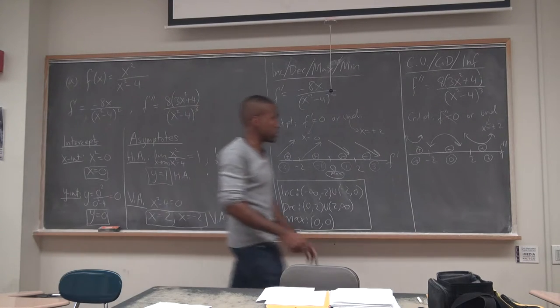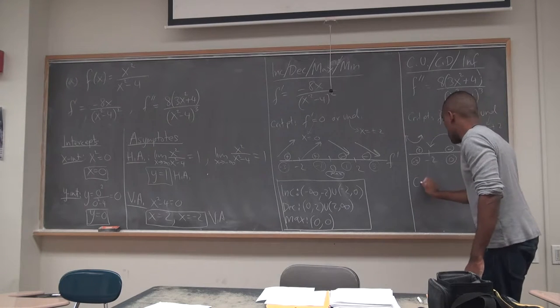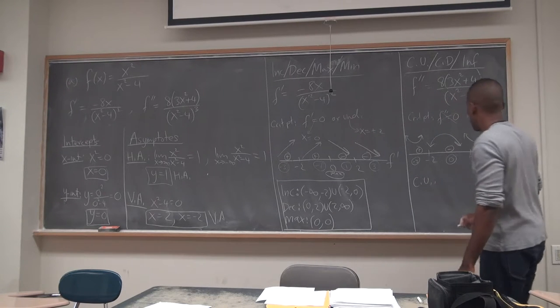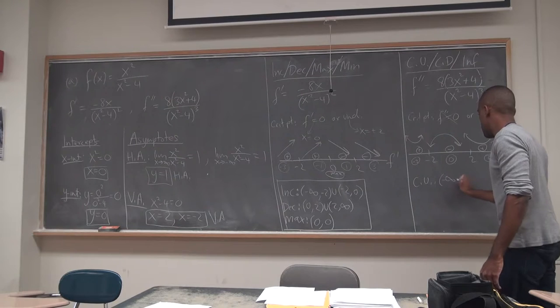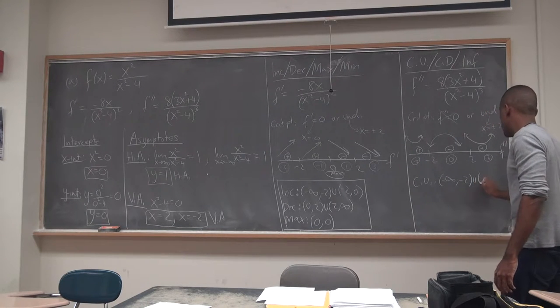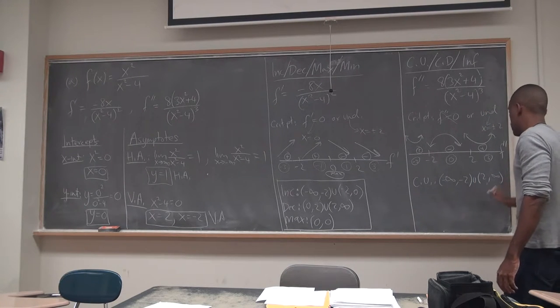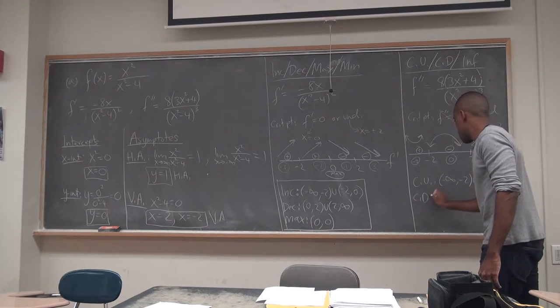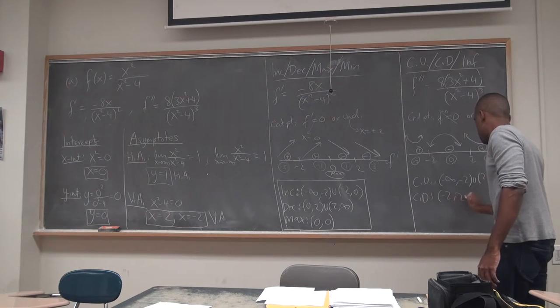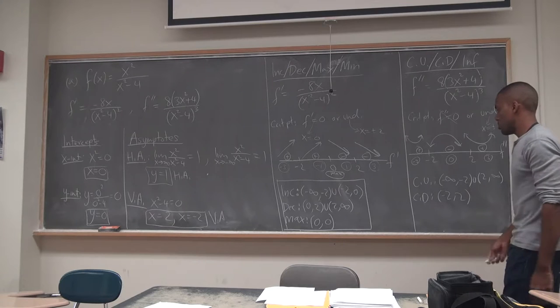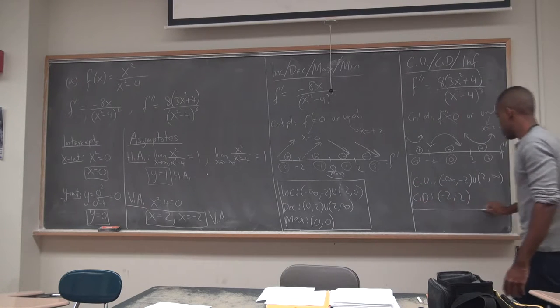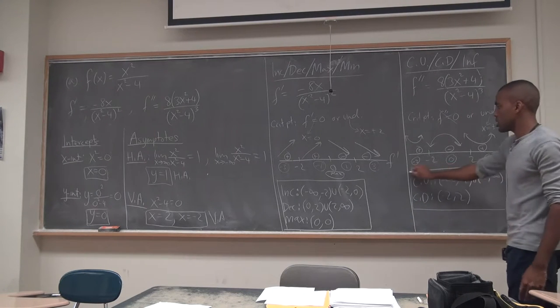And to conclude, we know we're concave up on minus infinity to minus 2, union 2 to infinity. We are concave down between minus 2 and 2, and no inflections. So for that series of questions, that's the answer.